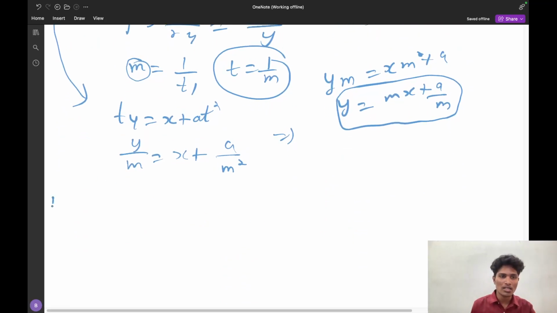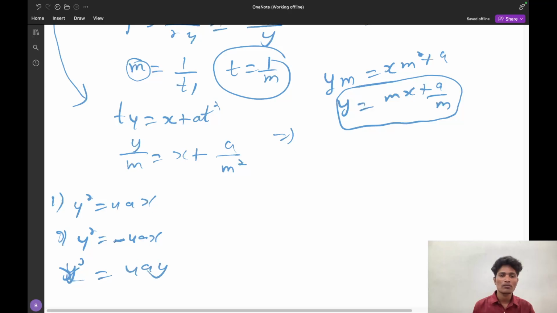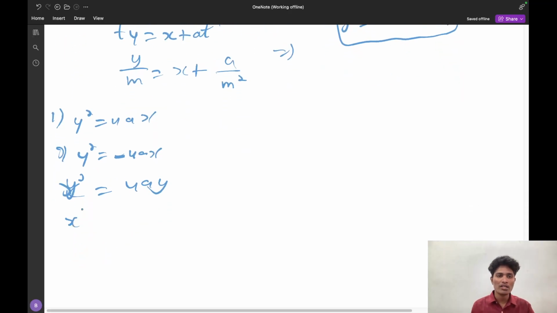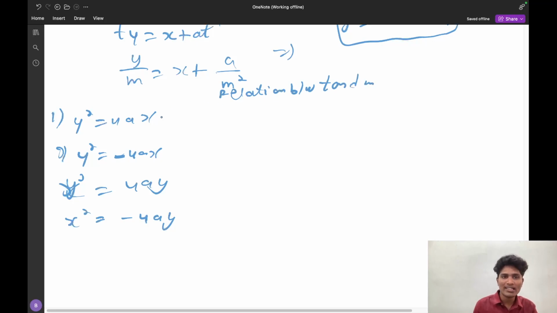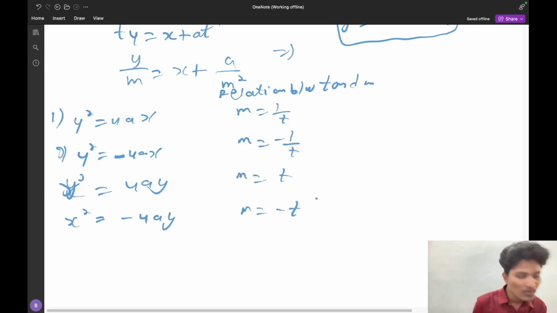We have to understand the logic. That is, y square is equal to 4ax is a parabola. The second parabola is y square equal to minus 4ax. The third parabola is x square is equal to 4ay. And the fourth parabola is x square equal to minus 4ay. Yes. For this, you have to understand the relation between the parameter t and m. For this, the relation is m is equal to 1 by t. For this, m is equal to minus 1 by t. For this, m is equal to t, and for this, m is equal to minus t. That's it. How did I get these relations?